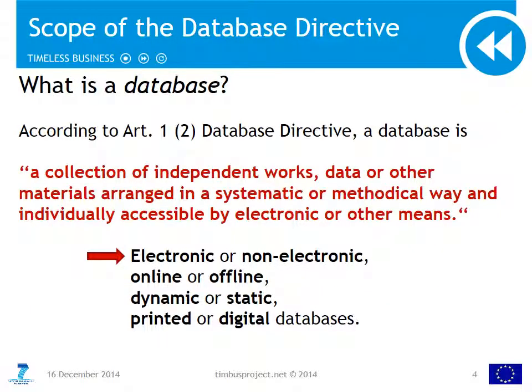What constitutes a database? Article 1.2 of the Database Directive defines a database as a collection of independent works, data, or other materials arranged in a systematic or methodical way and individually accessible by electronic or other means. The directive deliberately abstains from requiring a specific form. As a result, the directive applies to a broad variety of databases: electronic or non-electronic, dynamic or static, printed or digital.